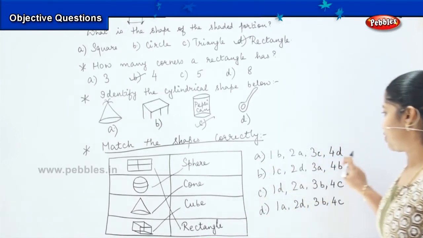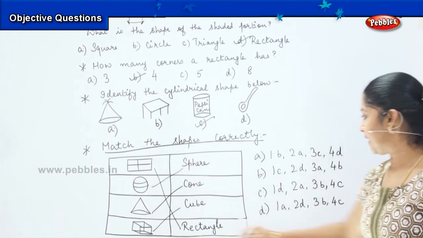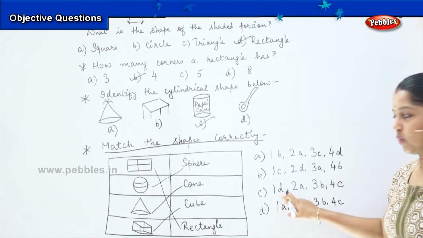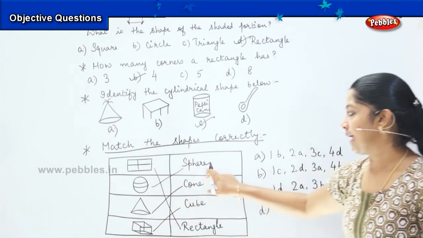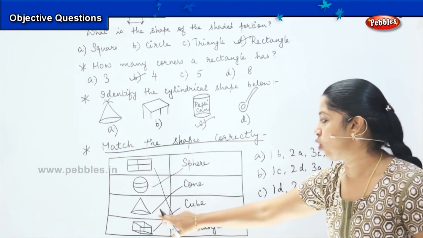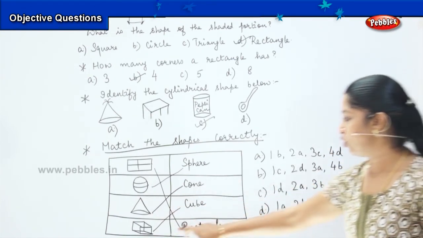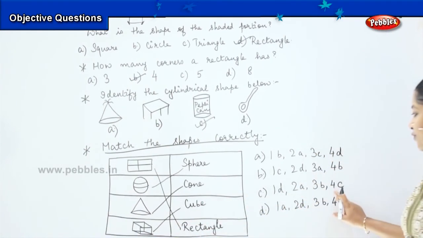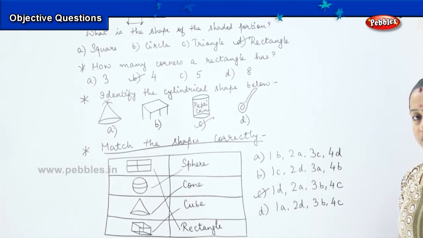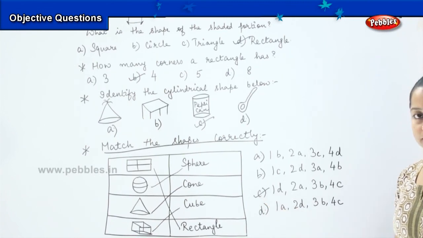So can you tell me which of these is the right option? The first is 1D. Where is 1D? Here. 1D. Then the second one is the ball. 2A. The third one is the cone. So 3B. And the fourth one is the cube, which is 4C. Yes? So my right option is option C. Are you clear, children, with the diagrams?